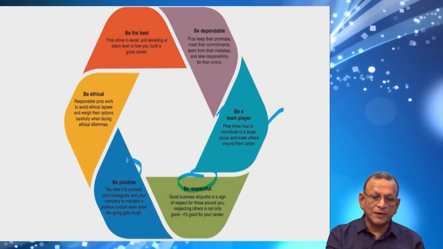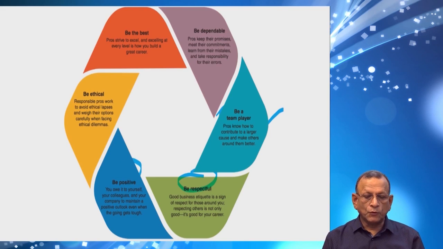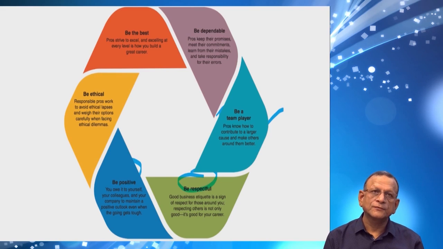Then, the next one is be positive. What is this be positive? You owe it to yourself, your colleagues, and your company to maintain a positive outlook. Even when things are not moving in the desired direction, when it's going tough, still you have to be positive. And finally, be ethical. Be ethical means what? Responsible professionals work to avoid ethical lapses. Means you are not supposed to do something which may be treated as unacceptable from you. To avoid ethical lapses, you have to weigh the pros and cons of all the options which you have and then come to a conclusion, take your call.